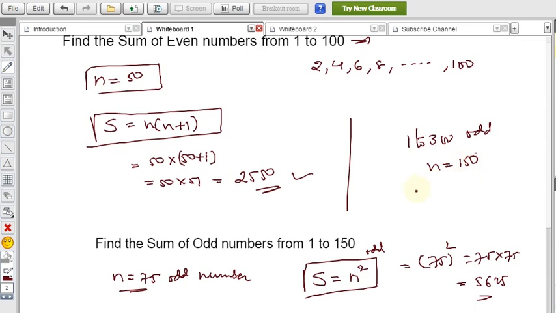If the question is asked about 1 to 251, then N is equal to, we can take 126 odd numbers, because 251 is also added. Up to 250, 125, half of them, but 251, right? So 126. We need to check exactly what the N value is. Then you can apply these three formulas.